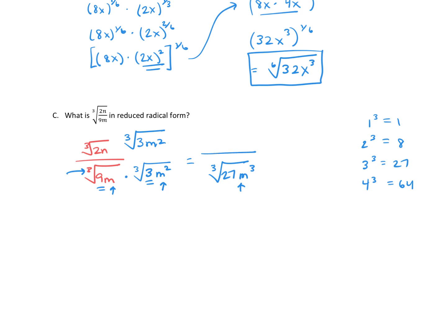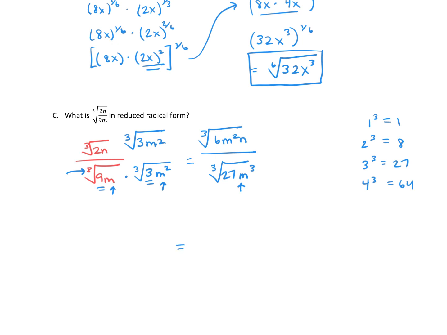We already figured out what the denominator would be. 9 times 3 is 27. M times m squared is m cubed. We're going to be able to take the cube root of that perfectly. Our numerator, if you're multiplying cube roots, you keep the cube root. Multiply 2 times 3 is 6. And then n times m squared is just m squared n.